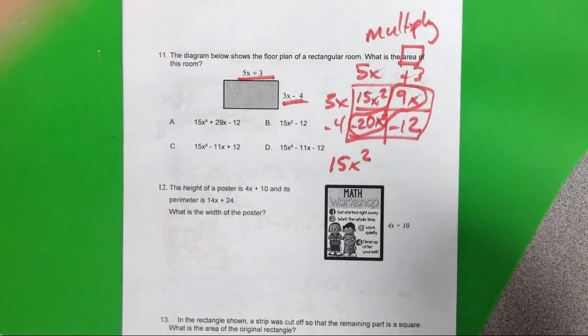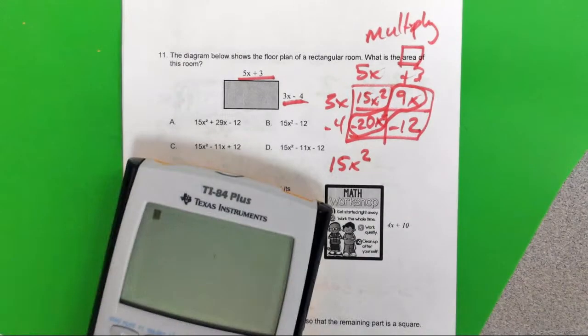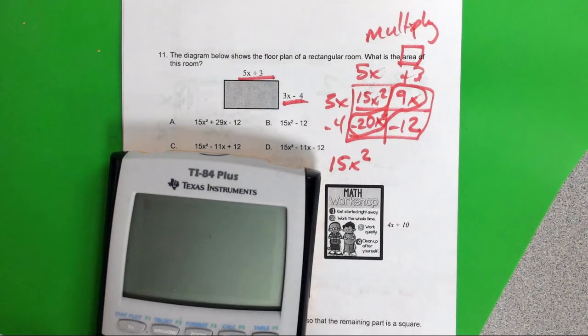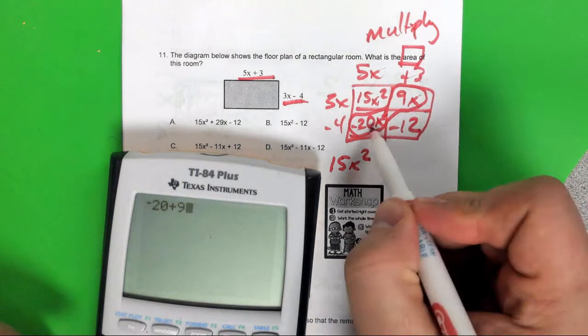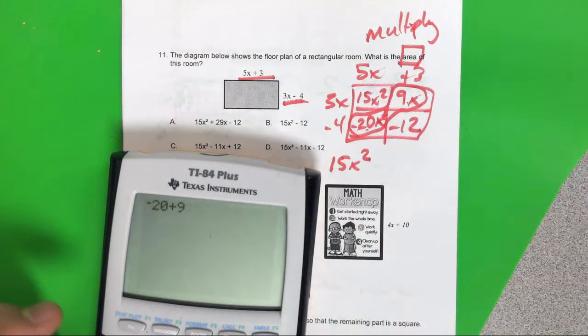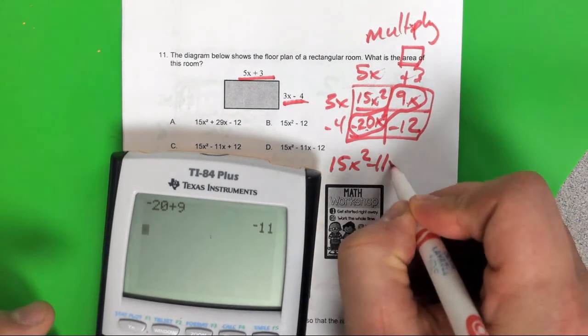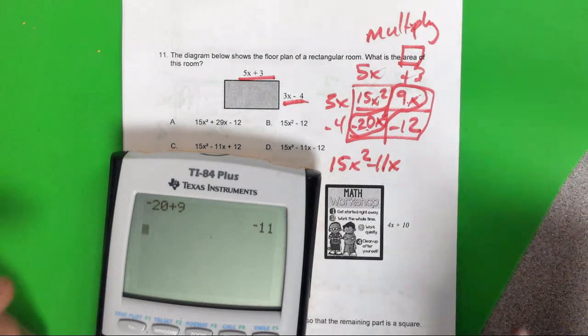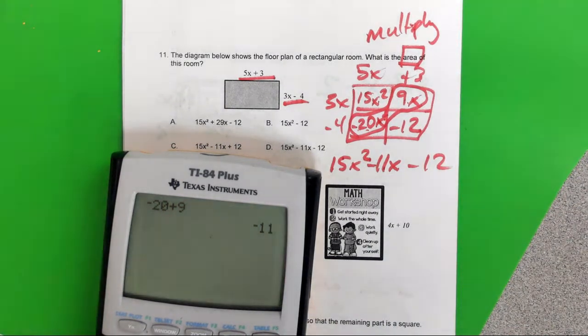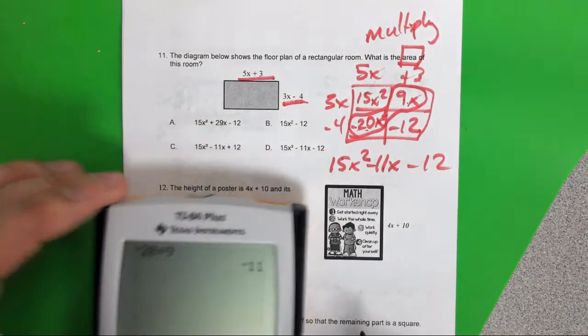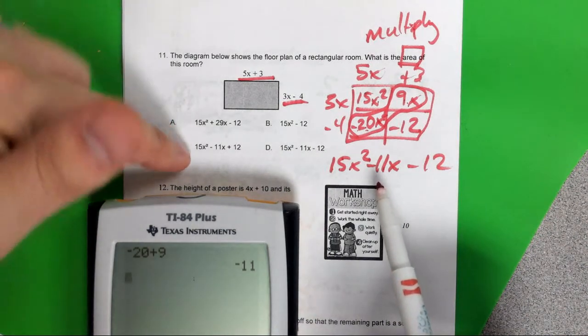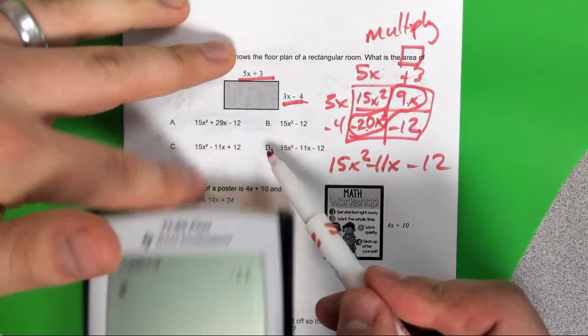Okay, so let's do that on our calculator so we can make sure we get the right answer. I've got negative 20 plus 9, right? Negative 20 plus 9 equals negative 11, so it's negative 11x. And then minus 12 on the end. All right, so we look through our answer choices. Negative 11x minus 12. There it is. D.